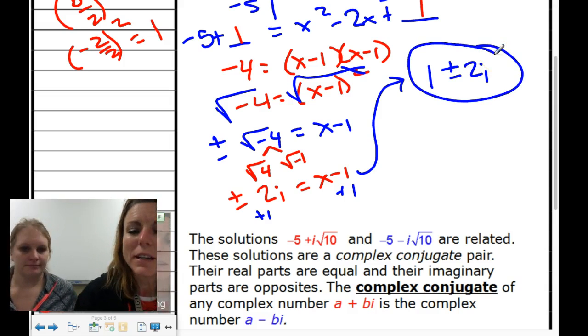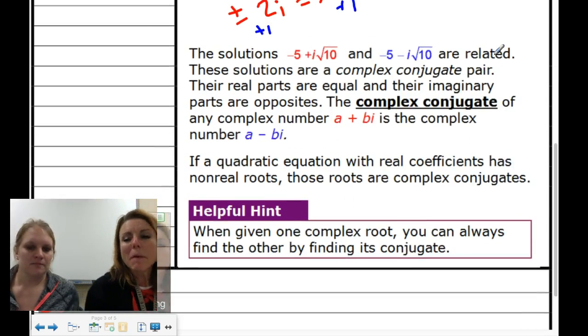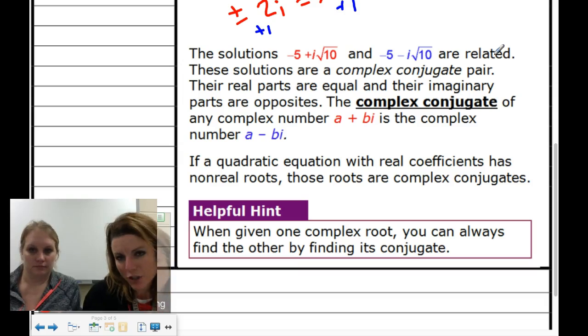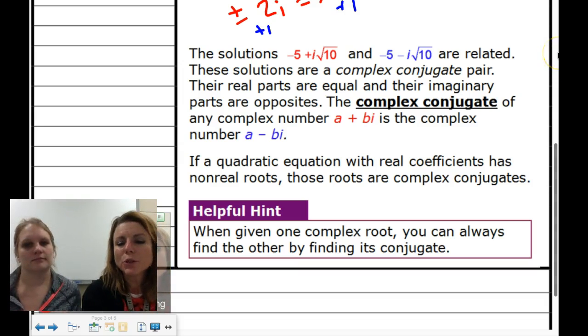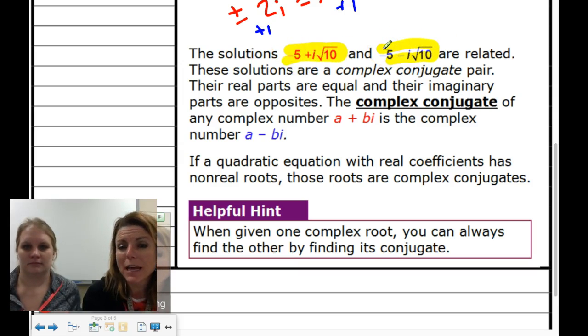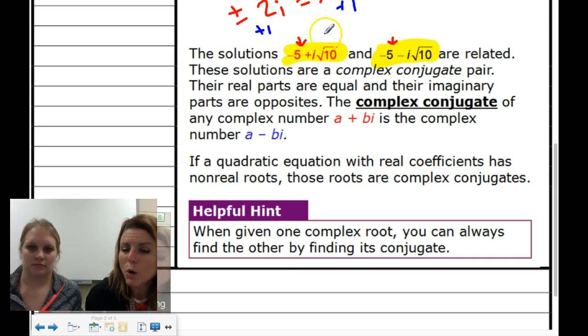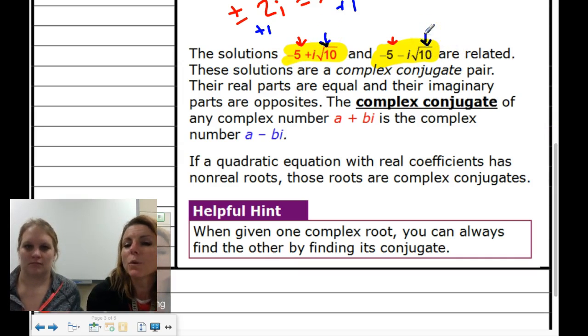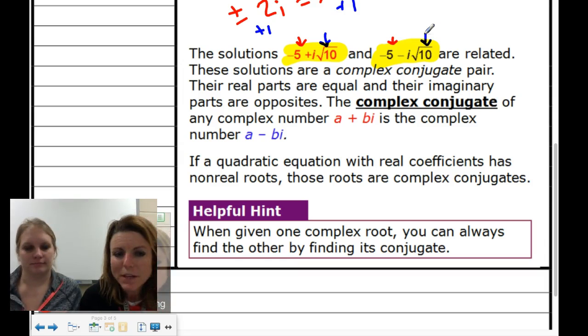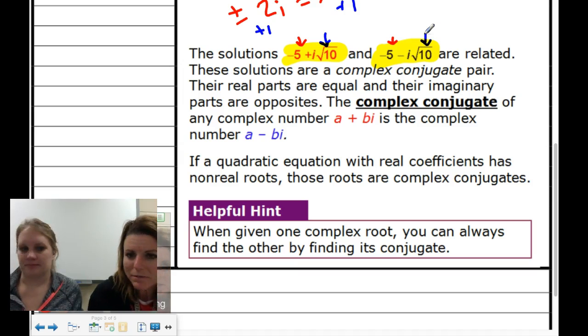Sweet. All right, let's scroll down. Let's talk about the word complex conjugate. Look at those two solutions: negative 5 plus i root 10 and negative 5 minus i root 10. Notice their real parts are equal, negative 5 and negative 5, and their imaginary parts are just opposite of each other. One's positive and one's negative. That is what happens with a complex conjugate. A helpful hint: when you're given one complex root, you can always find the other one by finding its conjugate. That's it.